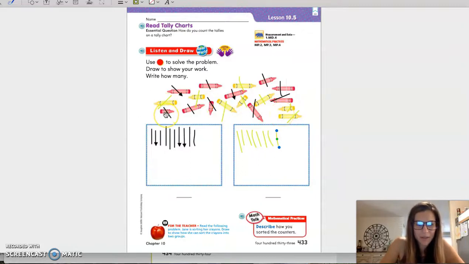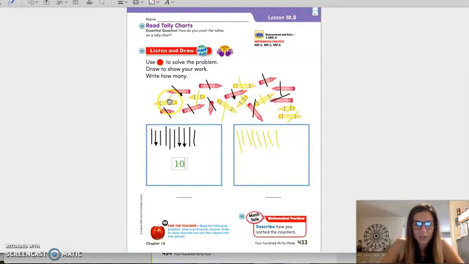All right, let's double check Mrs. Kaufman's work. All right, my red crayons, there was 1, 2, 3, 4, 5, 6, 7, 8, 9, 10. And so I should have 10 marks. 1, 2, 3, 4, 5, 6, 7, 8, 9, 10. I hope you are checking your work too to make sure that you had 10 markings over here.